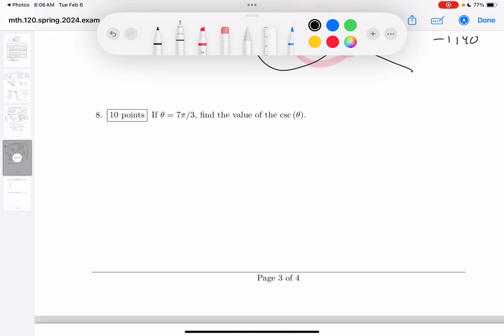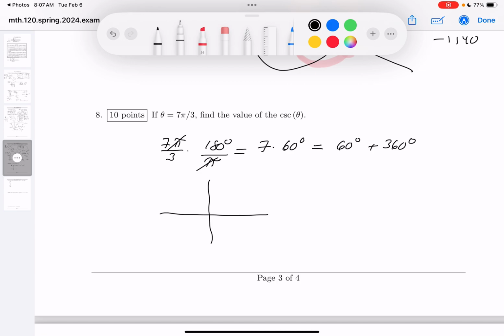The next question says, if theta is 7 pi over 3, that's a strange number, isn't it? Let's write this down. 7 pi over 3 times 180 degrees over pi. I'm going back to my first language, by the way. Pi's cancel off, and you get 7 times 60 degrees. All right? And someone says, I wonder what that looks like. Well, I'm still going to do that, the wheels on the bus go round and round. 7 times 60 degrees is really 60 degrees plus 360 degrees, all right? So you go around once, and then 60 degrees more.